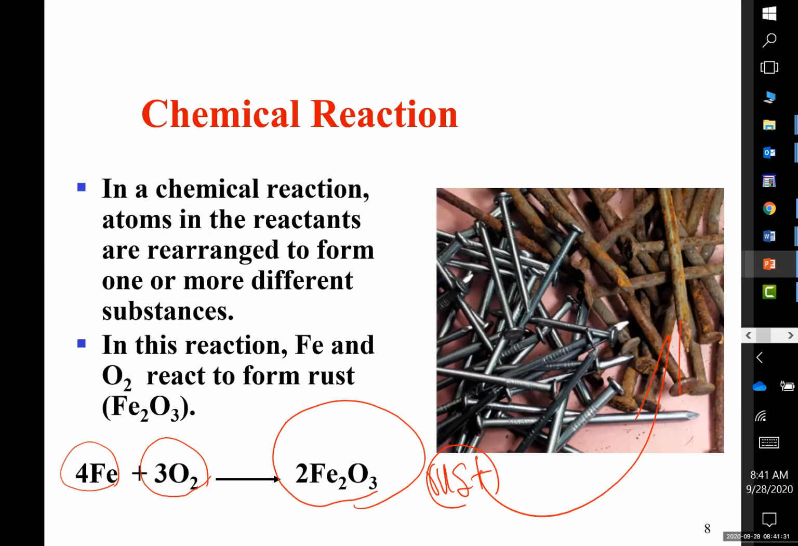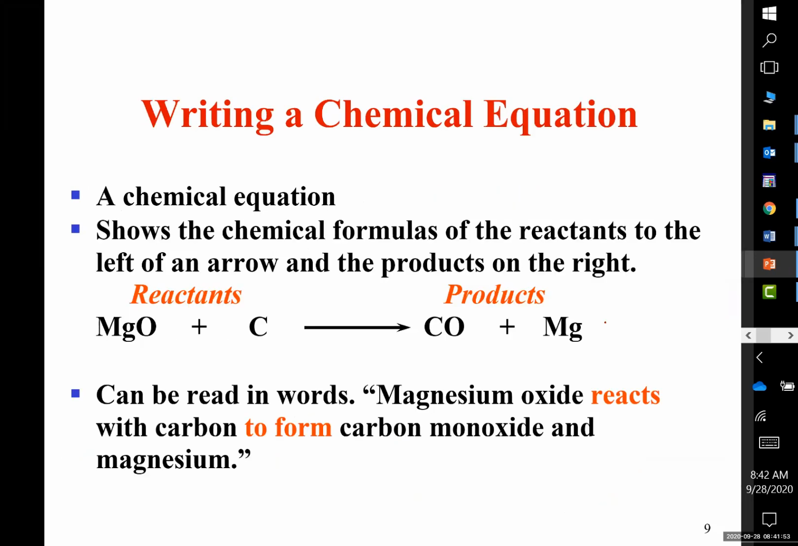Breaking bonds, the bond between oxygen and oxygen are broken. New bonds form between oxygen and iron. So that's what a chemical reaction is all about. Let me go to the next slide. If you react magnesium oxide with carbon, it makes carbon monoxide and magnesium metal.